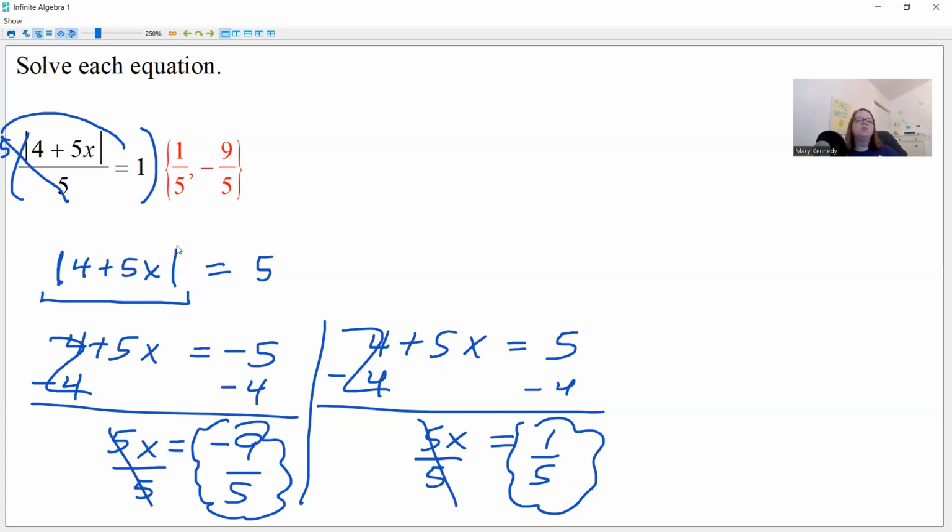Let me put the answer up here so you can see the proper notation on that. This would be your solutions. And the order doesn't matter. You could put the negative 9/5 first and the 1/5 last. It's not an ordered pair. It's not an XY or anything like that. These are both possible values of x that would give you a true equation.